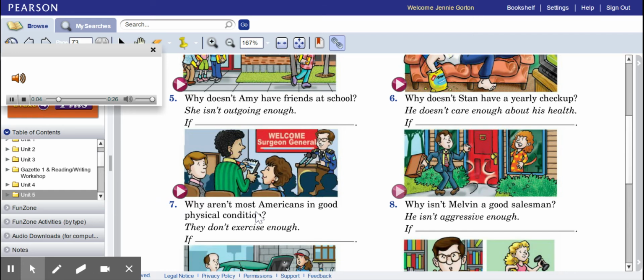Why aren't most Americans in good physical condition? Because we're quarantined. Just kidding. They don't exercise enough. If they exercised more, they'd be in good physical condition. Exercised, that wasn't very clear. Exercised enough, they'd be in better physical condition. I'm not sure if he said good or better.